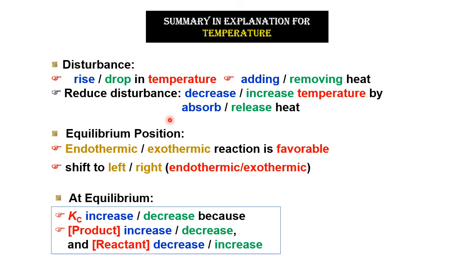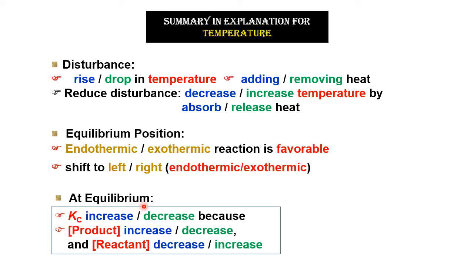And then for the equilibrium position, we have to determine whether the equation is exothermic or endothermic. We have to always remember that when there is a rise in temperature, endothermic is favorable. If there is a drop or decrease in temperature, the exothermic reaction is favorable. Then only you determine the shift of the equilibrium position based on the equation.